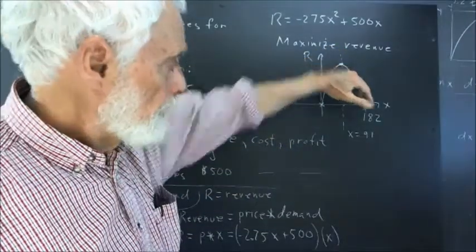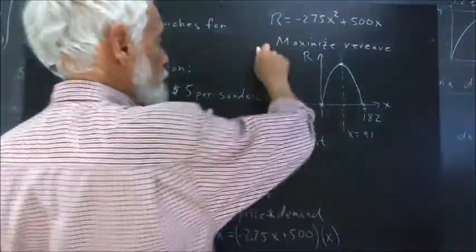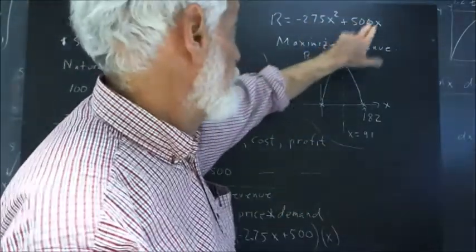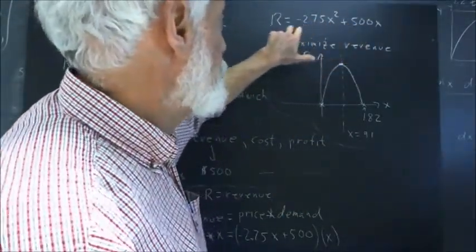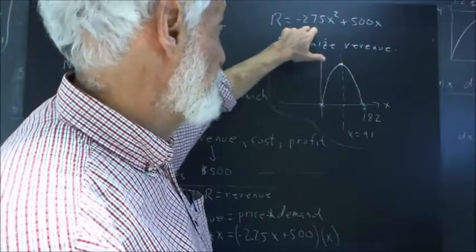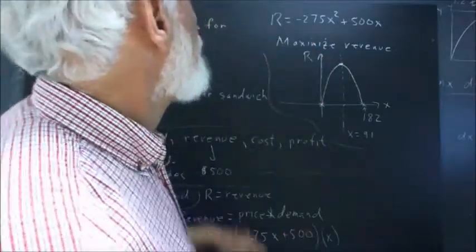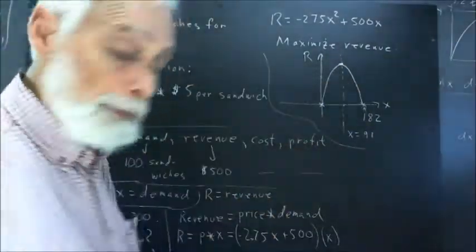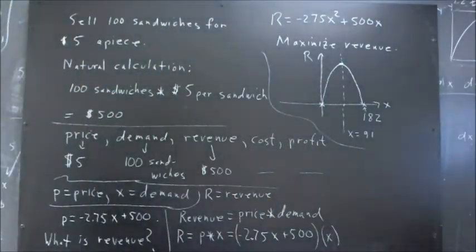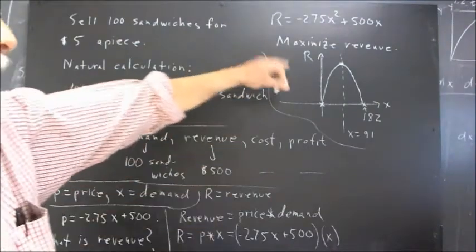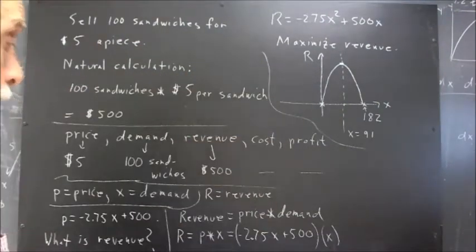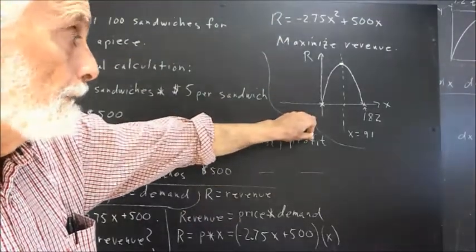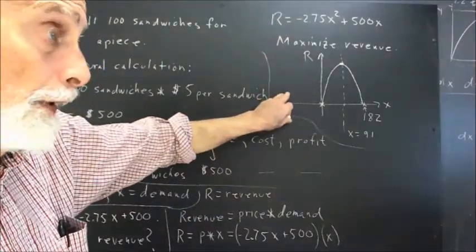I'm just doing this for point of reference. We could also have used the quadratic formula. The negative b over 2a would be negative 500 over 2 times negative 2.75. That gives us about 91. So those techniques would be used to find the maximum of the revenue function. Again, that wasn't asked on this problem, and that technique is addressed elsewhere, so I'm not going to repeat it here. I'm just going to give you the result, and you can kind of verify that for yourself.